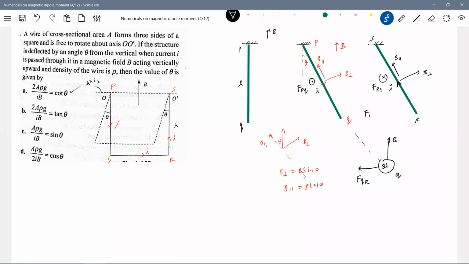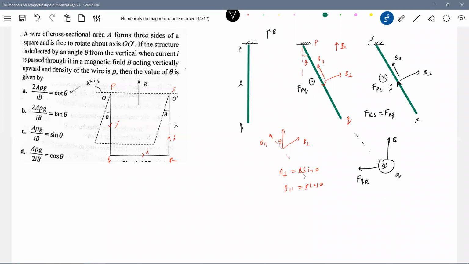FPQ is equal to FQR, and they'll be equal and opposite. Only torque will be set up by FQR, and that should be balanced by the weight. So let's get into the next part of the problem.